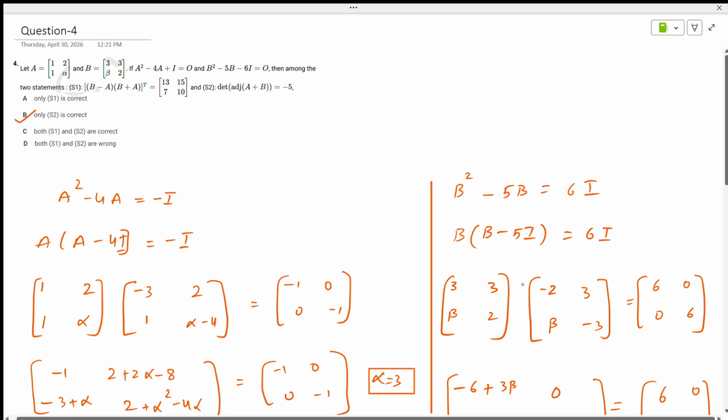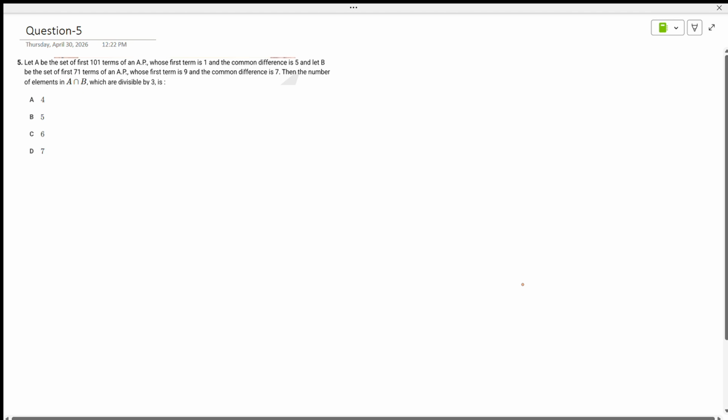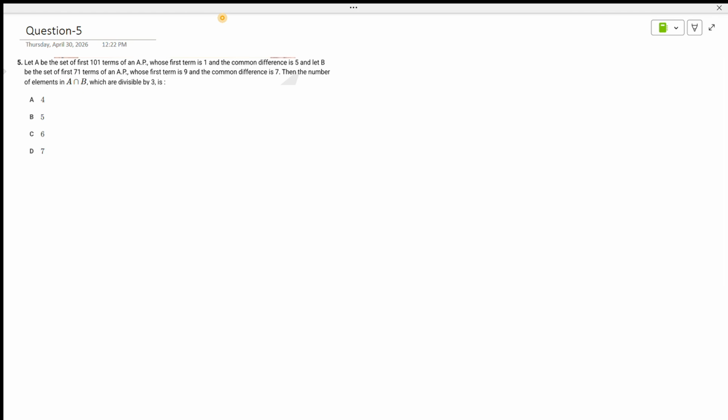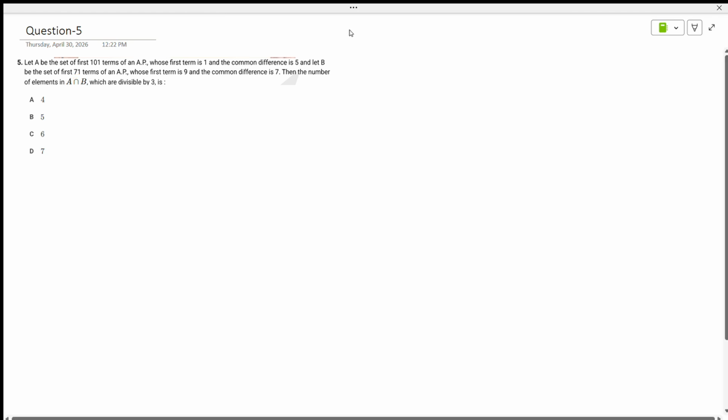Let us move on to the next question, the fifth question. So what is the fifth question? Let A be a set of the first 101 terms of an AP, whose first term is 1 and common difference is 5. And let B be a set of the first 71 terms of an AP. Okay, so there are two sets.